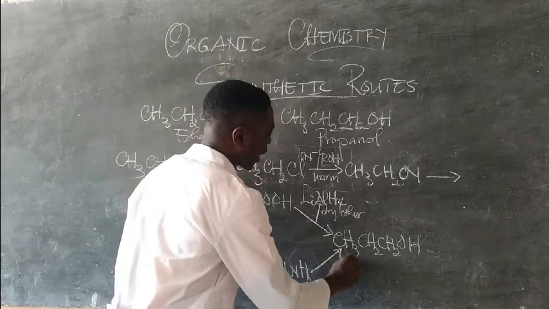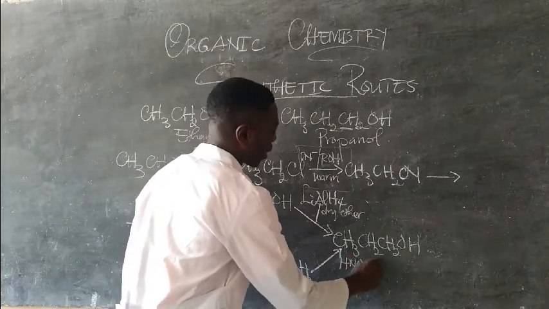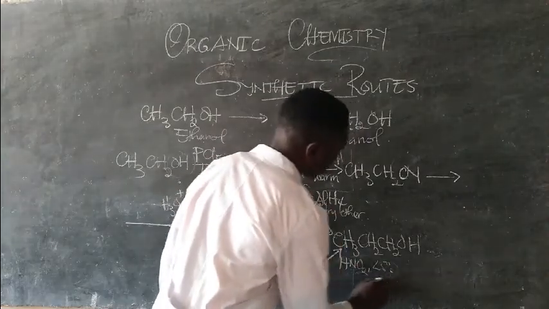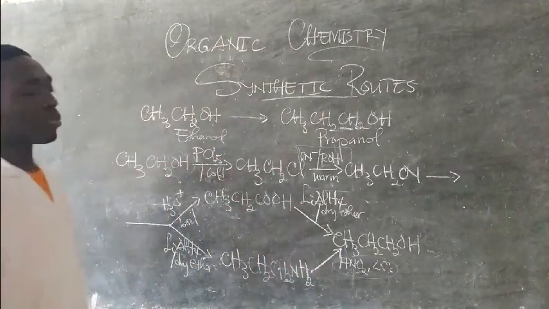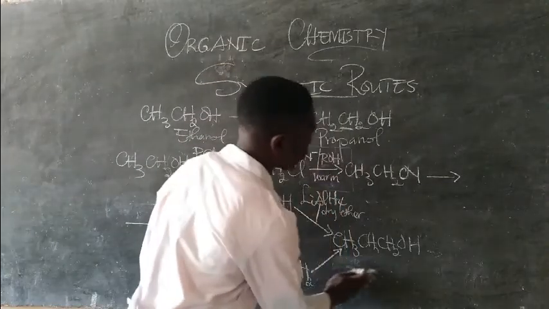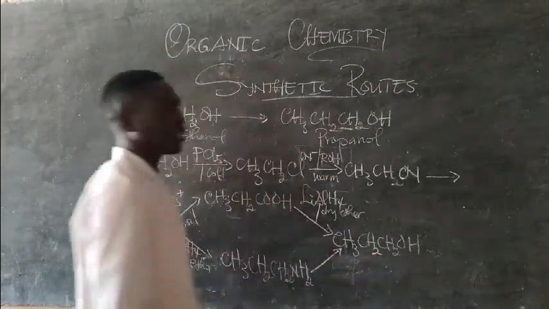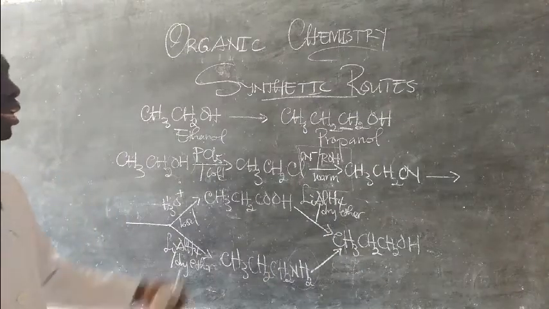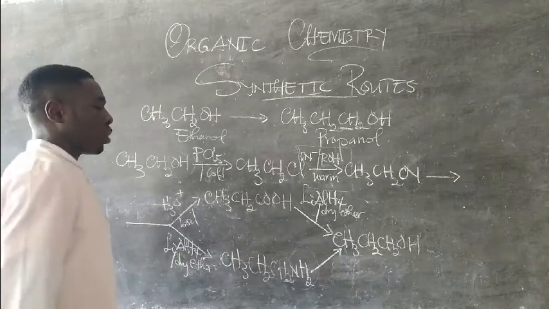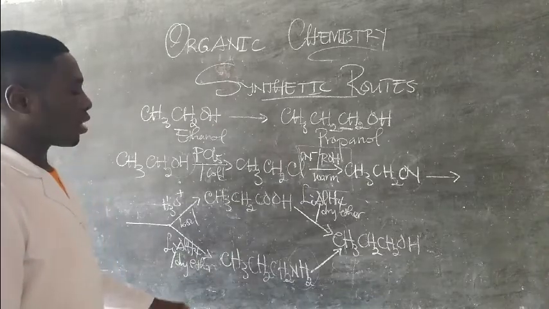Now it's either they can write it as nitrous acid like this, below 5 degrees Celsius. But you have to know that nitrous acid is not actually very stable, so we generate it in situ. In situ means you generate it there and you use it. You put reagents that are going to generate the nitrous acid there, then it forms in the medium, and then it will be used to accomplish the task for the reaction.